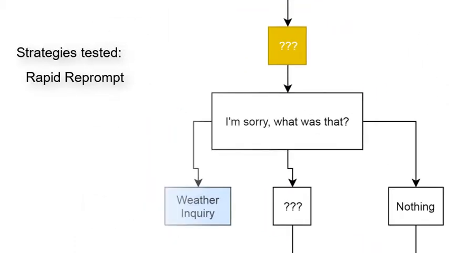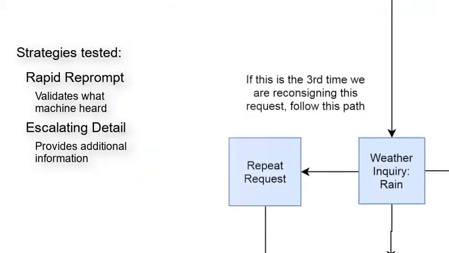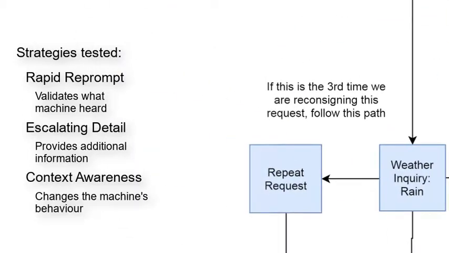Rapid Reprompt quickly validates that the machine heard the user correctly. Escalating Detail provides information to let the user diagnose and rectify the error. Context Awareness changes the machine's behavior while an error is in progress.